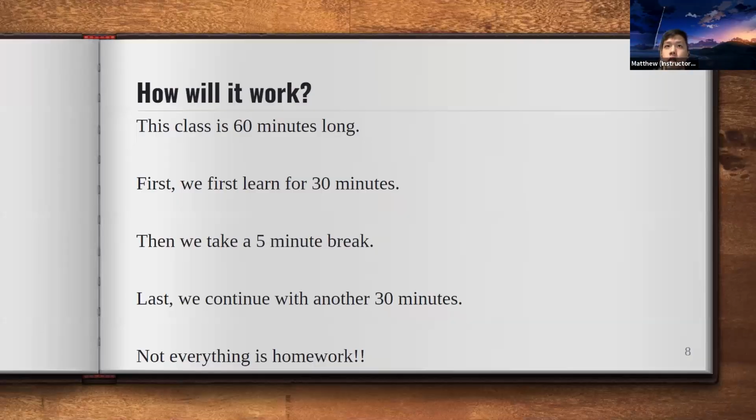So how it will work: the class is 60 minutes long. First we learn for 30 minutes, then we take roughly a 5-minute break. Then we continue for like 25 or 30 minutes.